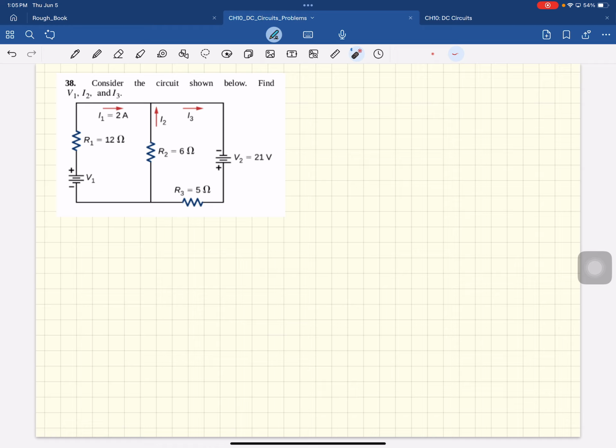Junction rule. Okay. So how many independent junctions are there? There are two junctions. Here's one junction, here's another junction. But these two junctions are on the opposite ends of the same arm, so they're not independent. So we'll use the junction rule here: I in equal to I out.